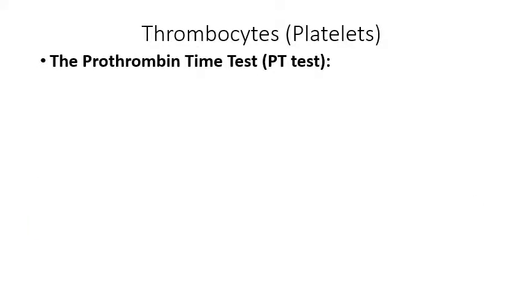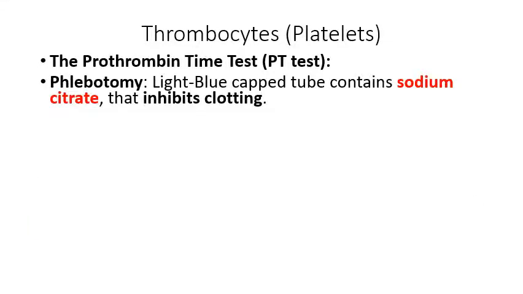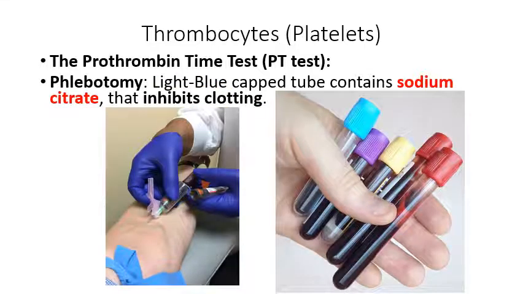Okay, so how do you do the prothrombin test, PT test? The phlebotomist comes around and takes the light blue capped tube, and that tube contains a buffer called sodium citrate, which actually inhibits blood clotting. It stops it. So it's the light blue tube.